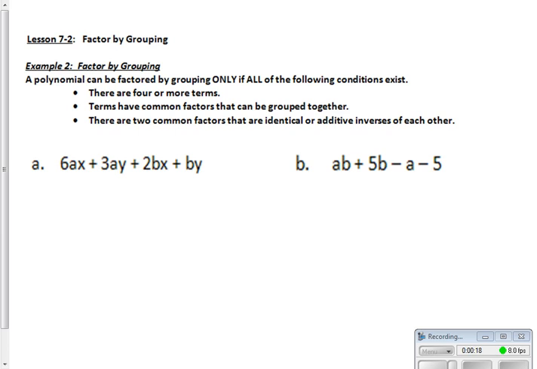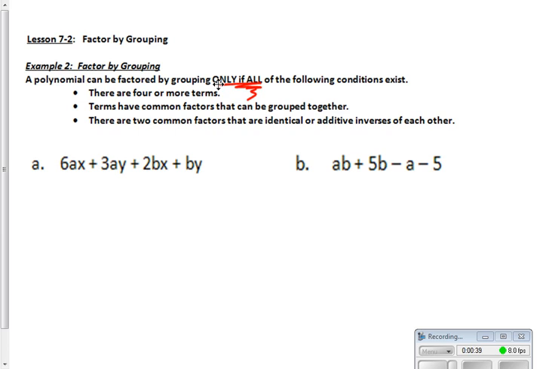not everything has a common factor that I'm able to pull out in example A. I can't pull an A out of every single term, or a B out of every single term. So then you look to factor by grouping. In order to factor by grouping, everything must apply. All of these conditions must apply. First, there has to be 4 or more terms. We'll look at A. There's 4 terms.